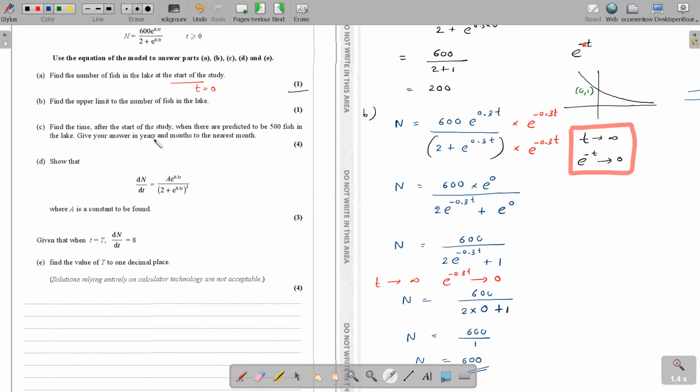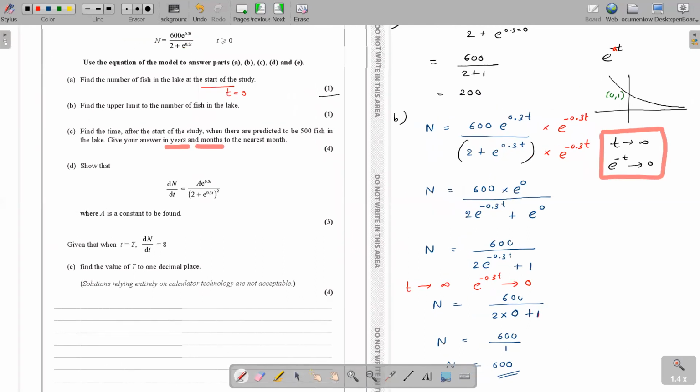Find the time of the start of the study when there are predicted to be 500 fish in the lake. Give your answer in years and months to the nearest month. So your answer in years and months. Please pay attention to these tiny details, because if you miss these small things at the end, you will not get the full mark. Okay, so find the time. You have to find the time of the start of the study when there are predicted to be 500 fish. So when will there be 500 fish? You have to find the t. So let's get it done.